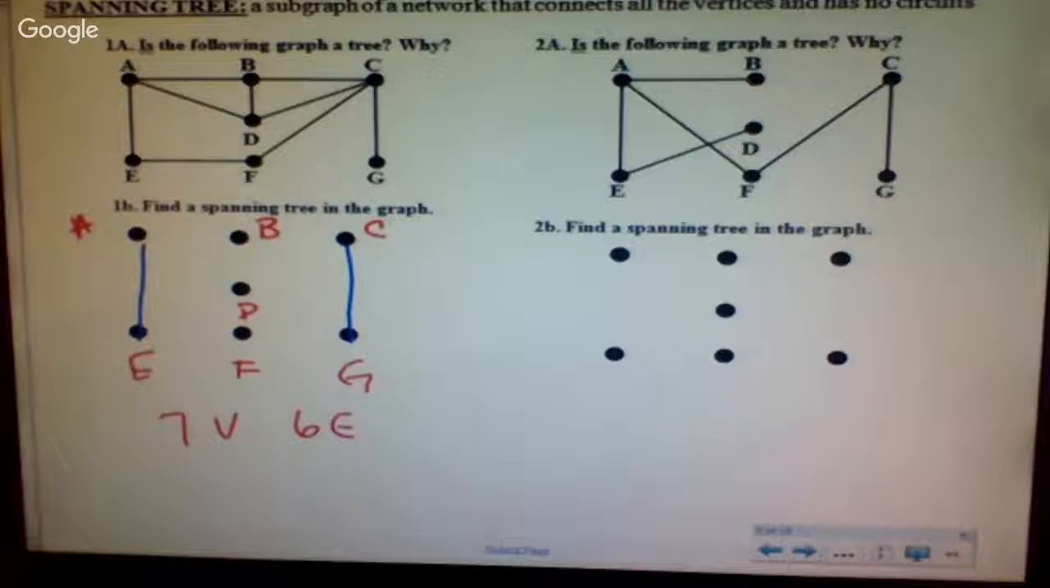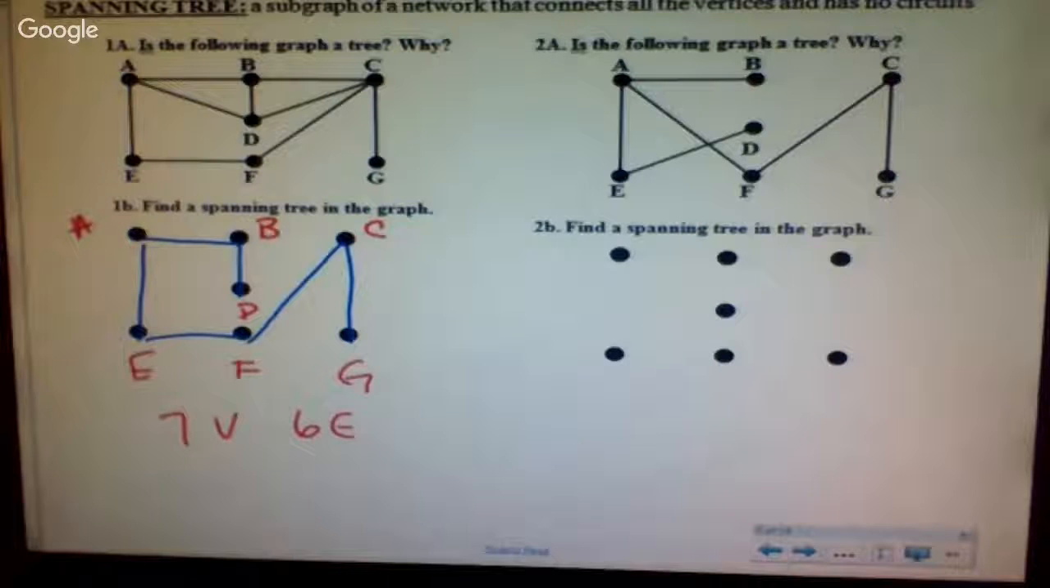E to F, there's 3. F to C, there's 4. A to B, there's 5. And B to D, there's 6. Done. Did it have to be those 6 edges? No.